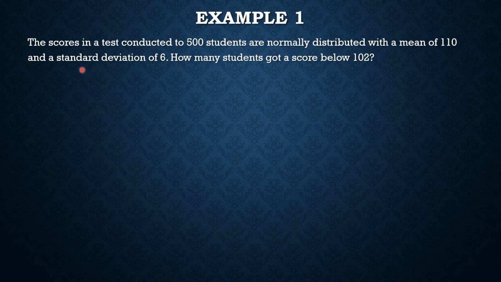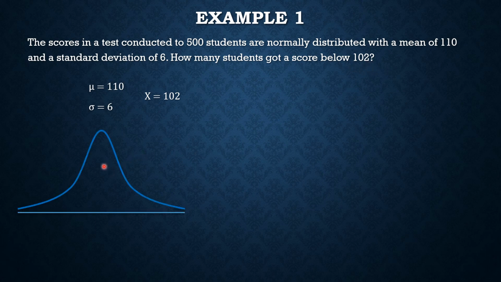For example, let's say the scores in a test conducted to 500 students are normally distributed with a mean of 110 and a standard deviation of 6. How many students get a score below 102? First, identify the given. We have the mean and the standard deviation, 110 and 6. And we also have the x, which is 102, or simply the score.